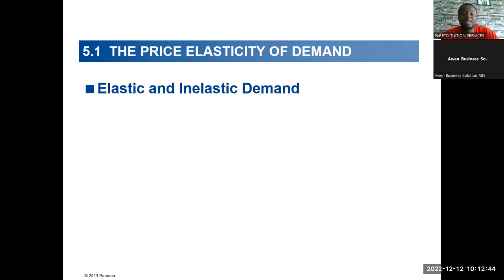Now let's look at the difference between elastic demand and inelastic demand. Now, generally, if demand is elastic, it means that consumers are more responsive.